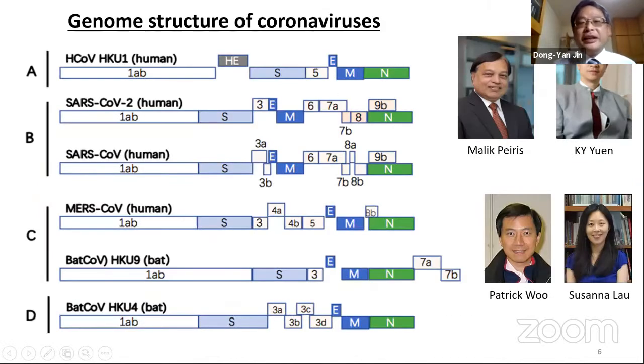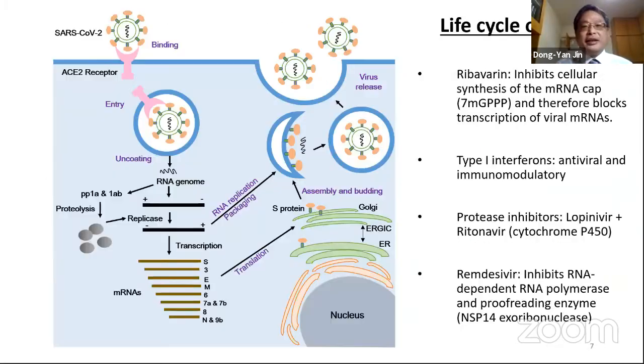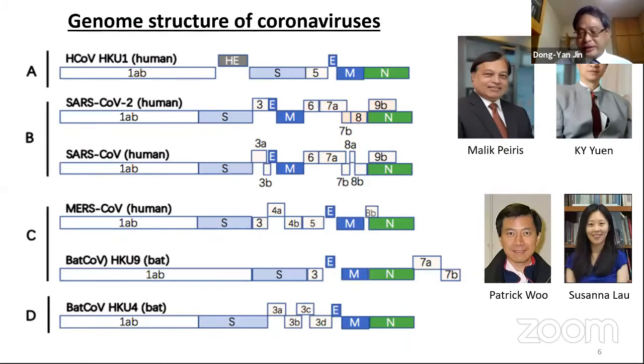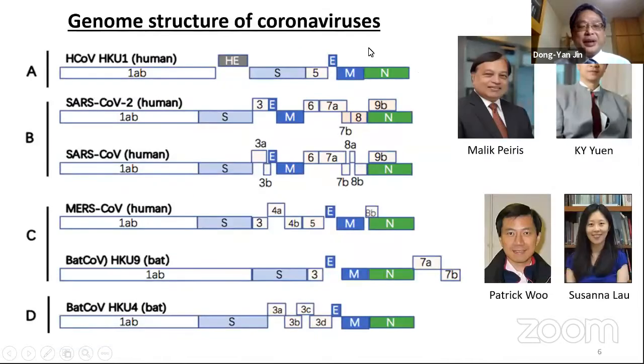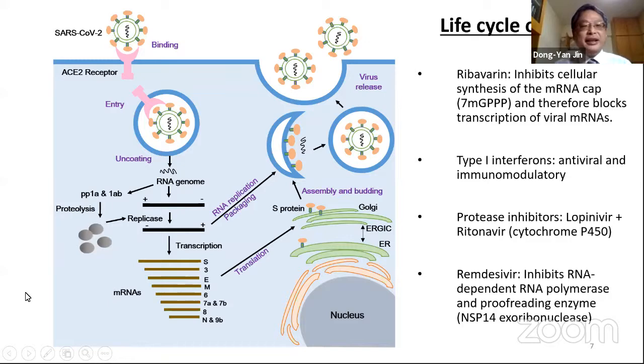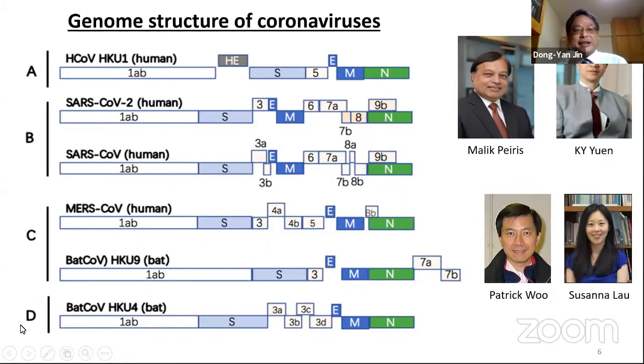And this is the genome structure of coronaviruses. We are comparing group A, B, C, and D. As you might notice, many of these human and animal coronaviruses were actually discovered by my colleagues in the University of Hong Kong.